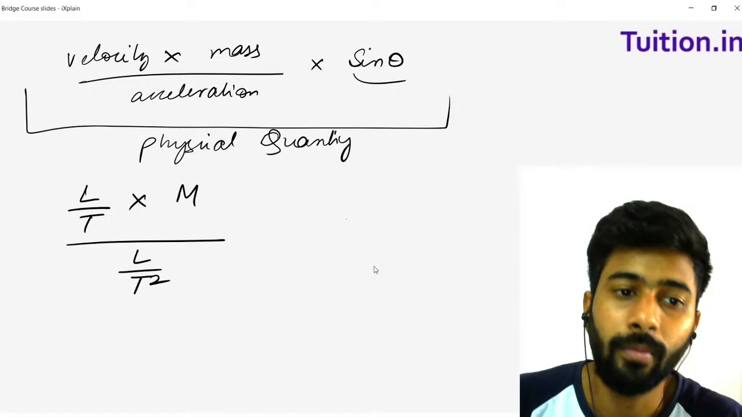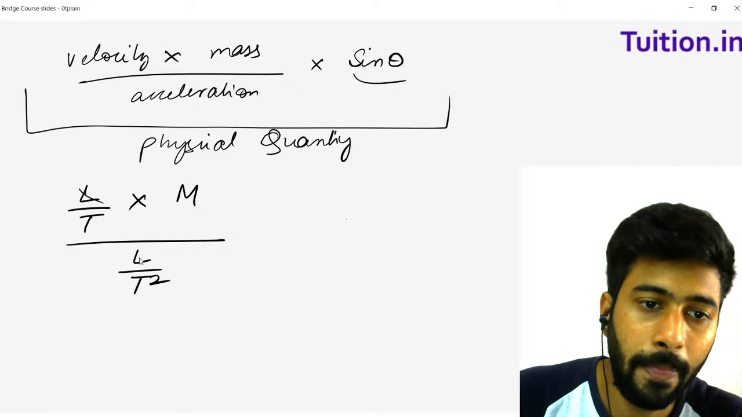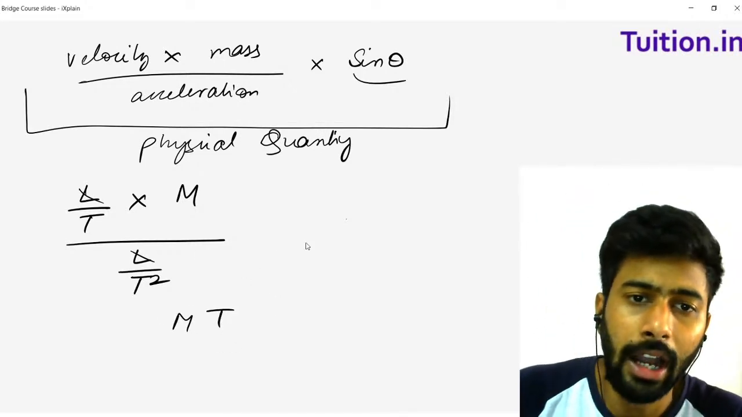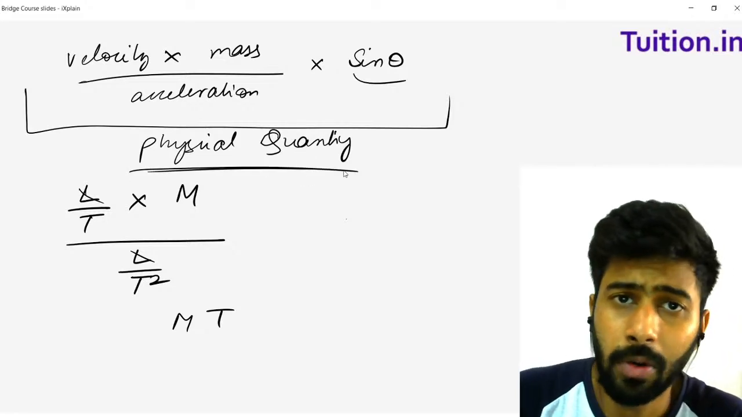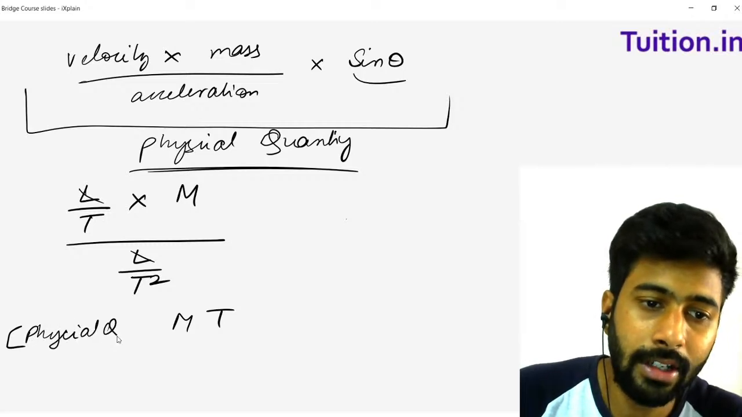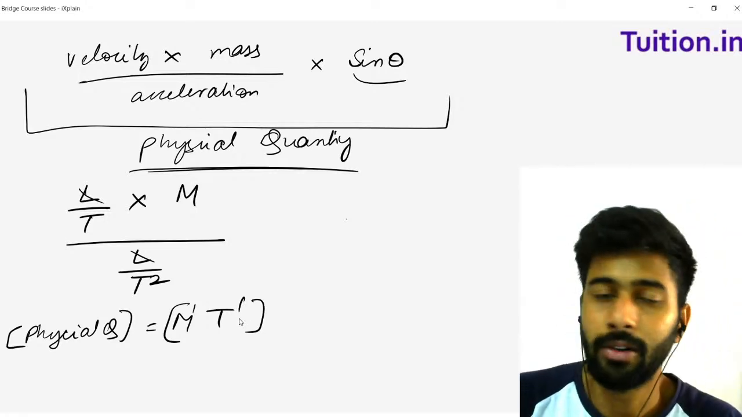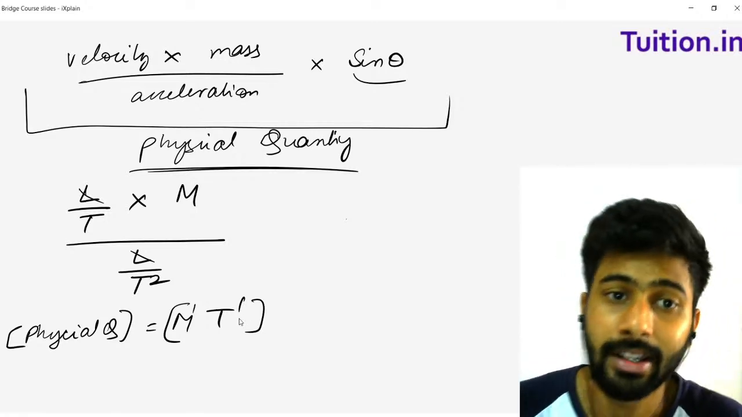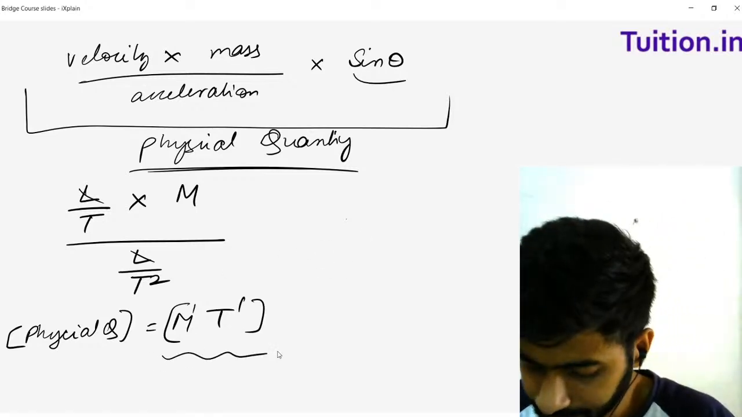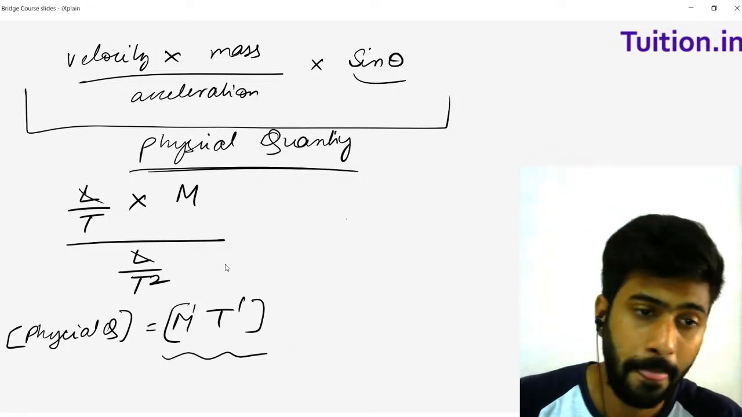Just ignore them. Okay. So what is the dimension of these physical quantities? Length will get cancelled, and it will simply be mass into time. Okay. I don't know what this quantity is. I don't know what it represents, but what I know is that the dimension of this physical quantity is nothing but this. I don't know anything else about it. I don't know what it's representing. I don't know where it's come from, but I know that its dimension is this. Okay. So with this, we are done.